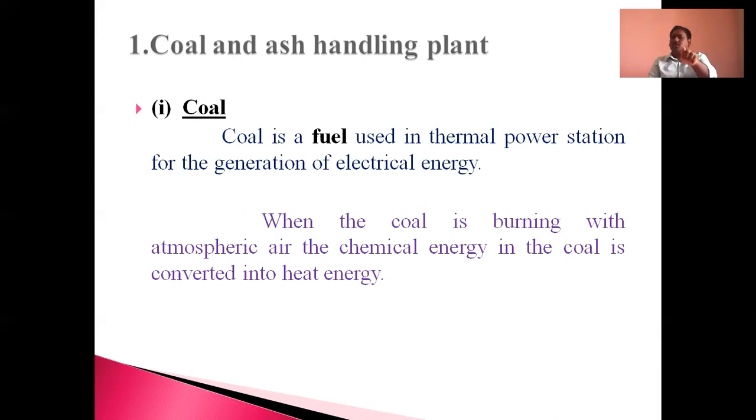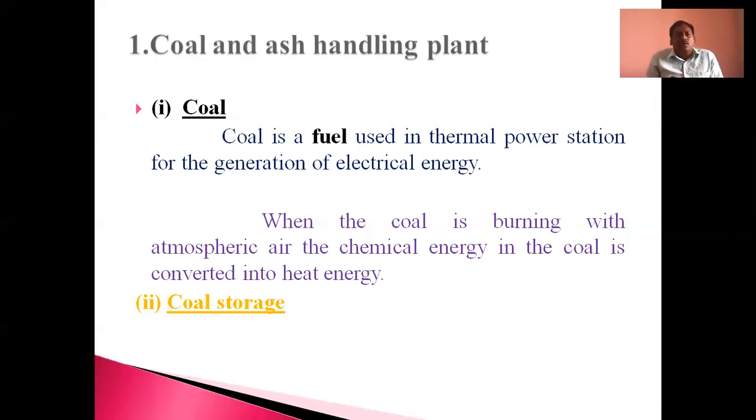When this coal is burning with atmospheric air, the chemical energy in the coal is converted into heat energy. In the coal, chemical energy is there in terms of carbon components, so CO2, CO. That chemical energy is converted into heat energy when it is burning with the atmospheric air. In the thermal power station, we can use the atmospheric air.